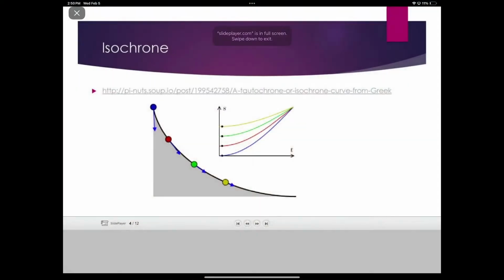Okay, so the isochrone problem is related to the brachistochrone problem. The isochrone problem is, can you come up with a curve where wherever you put the ball on the curve, it'll take the same amount of time to get to the bottom? And in fact, you can. There's a name for this curve. Well, it's a cycloid, but anyway, let's move on. Nice. So apparently Jacob Bernoulli worked on that.